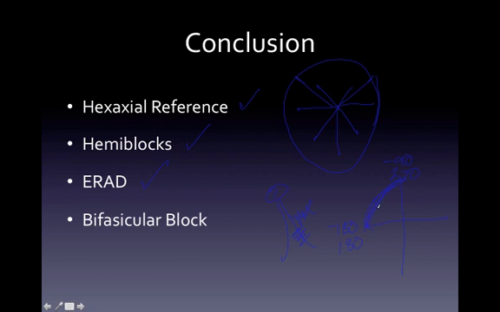somewhere in this quadrant. And then a bifascicular block, a bundle branch block with an axis deviation, either direction, is a bifascicular block until proven otherwise.